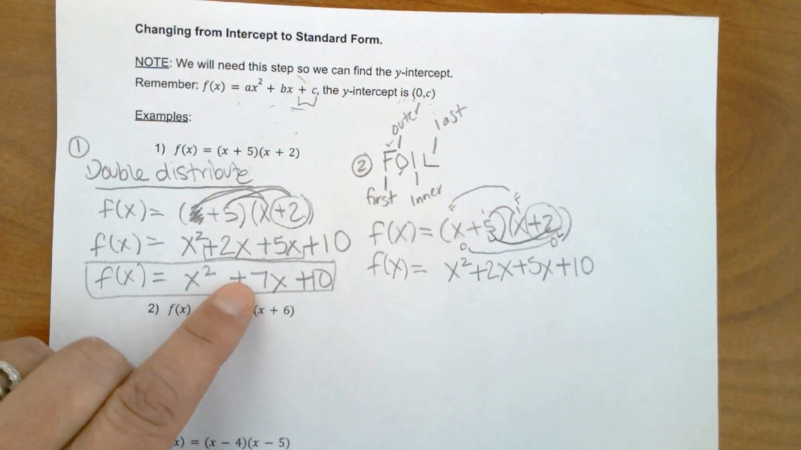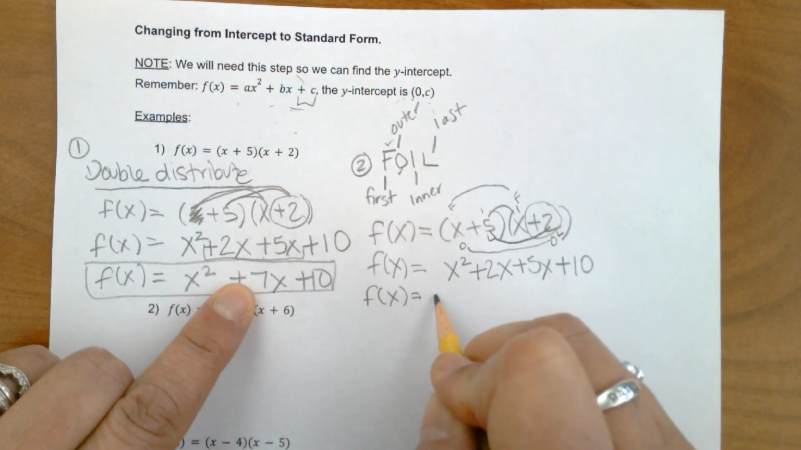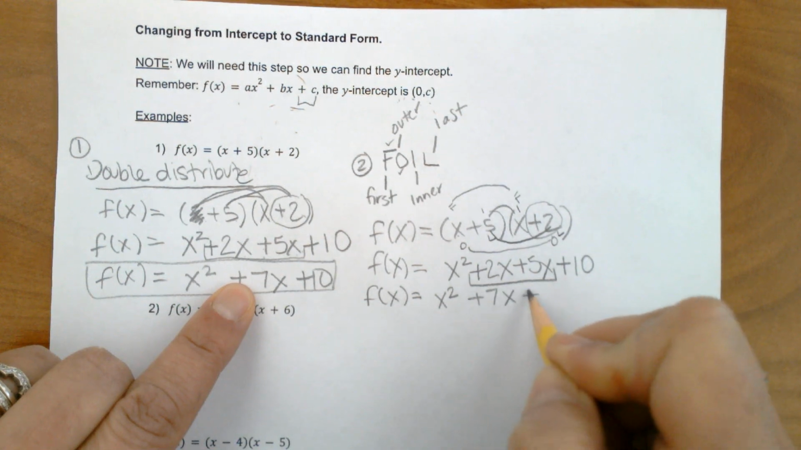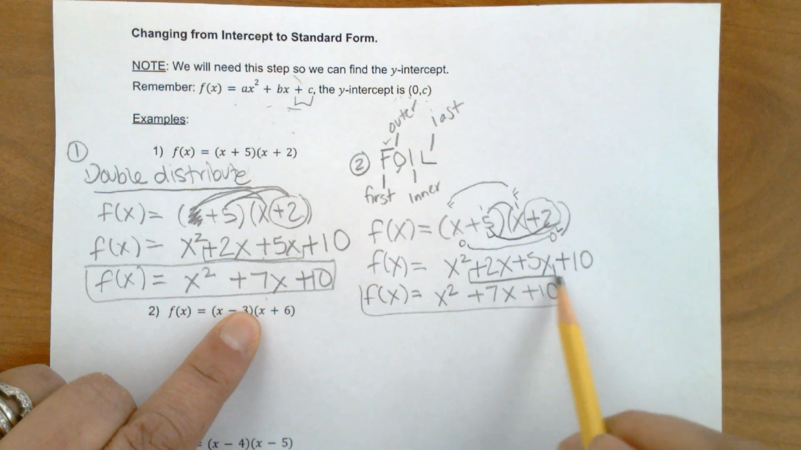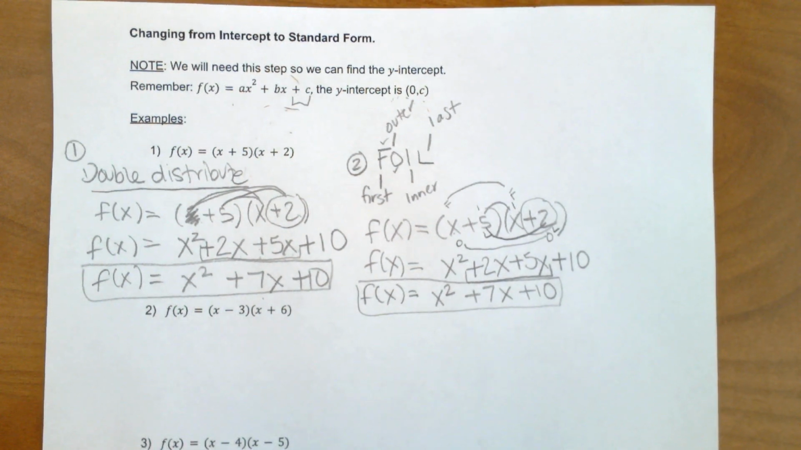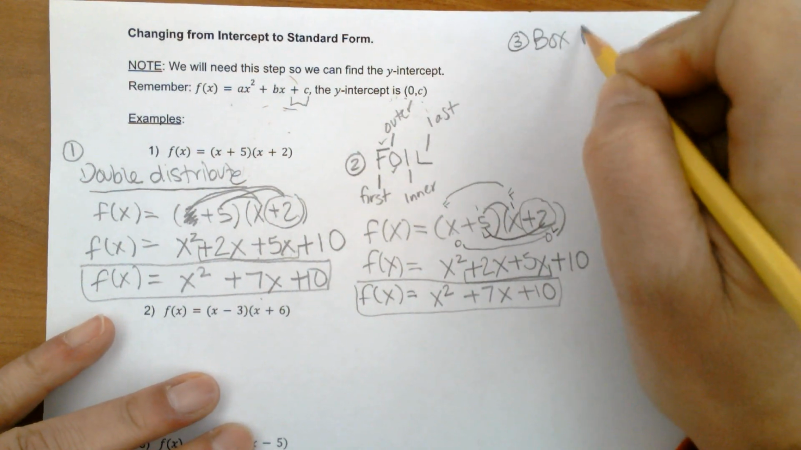I'm going to do exactly what I did over here. F of x equals x squared. These two are like terms, plus 7x plus 10. I got the same answer as I did here. That's the second way of doing it. Okay, is there a third way? Yes, there is a third way, and that's the box method.